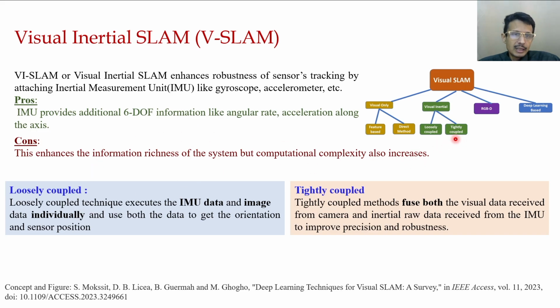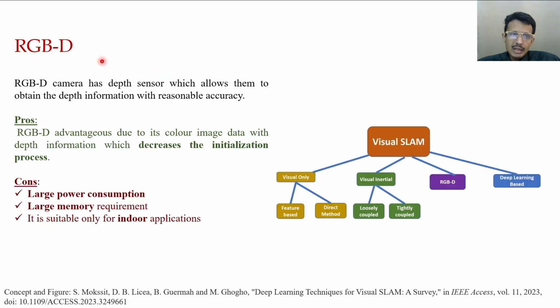There are two types of VI-SLAM. The loosely coupled technique processes the IMU data and image data individually and uses both to get the orientation and sensor pose. Whereas tightly coupled methods use both the visual data received from the camera and the inertial data received from the IMU together to improve the precision. So this is some information that we have to remember.